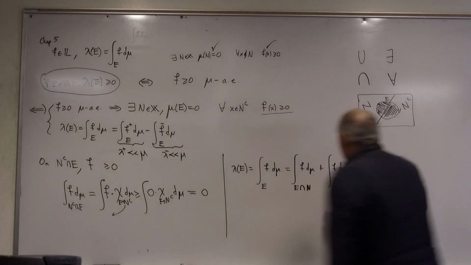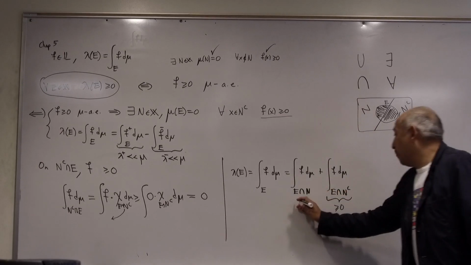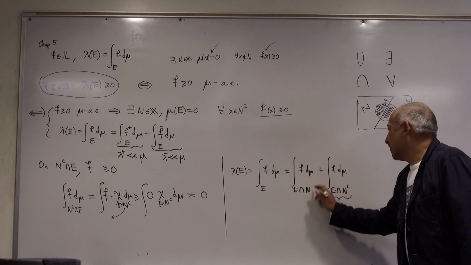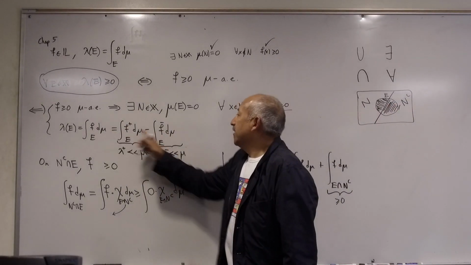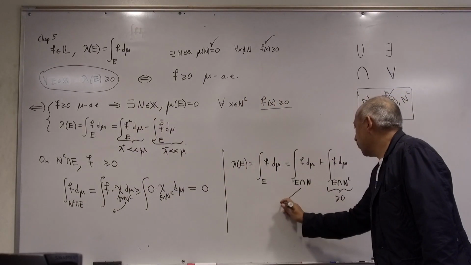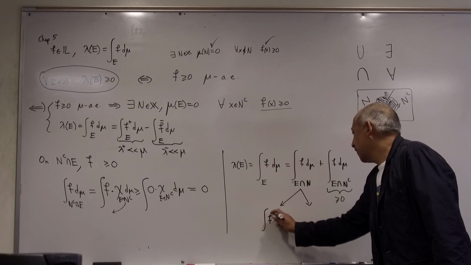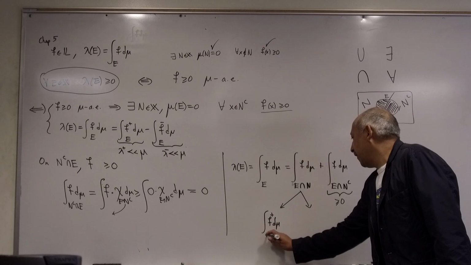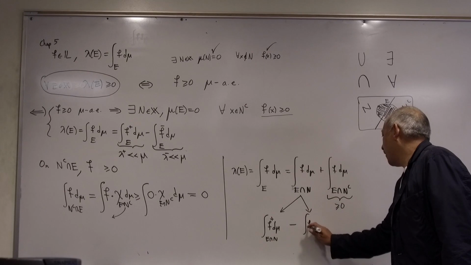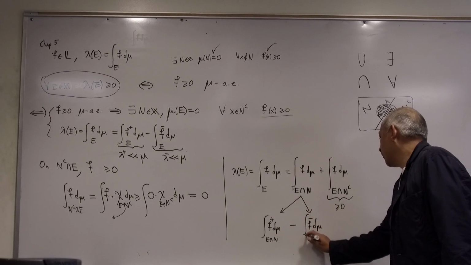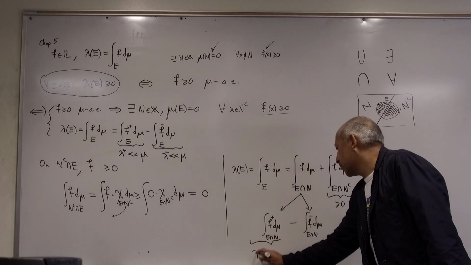So therefore, this piece is greater than or equal to 0, right? And this piece is 0. Why is that 0? Because this is where I use this piece right here. Split it into integrals, right? What is the first integral? F plus d mu over E intersection N. Do you guys agree? And the other one is F minus d mu over E intersection N. Now take a look at this. What is this? How do we call this? Lambda what? Lambda plus of what?